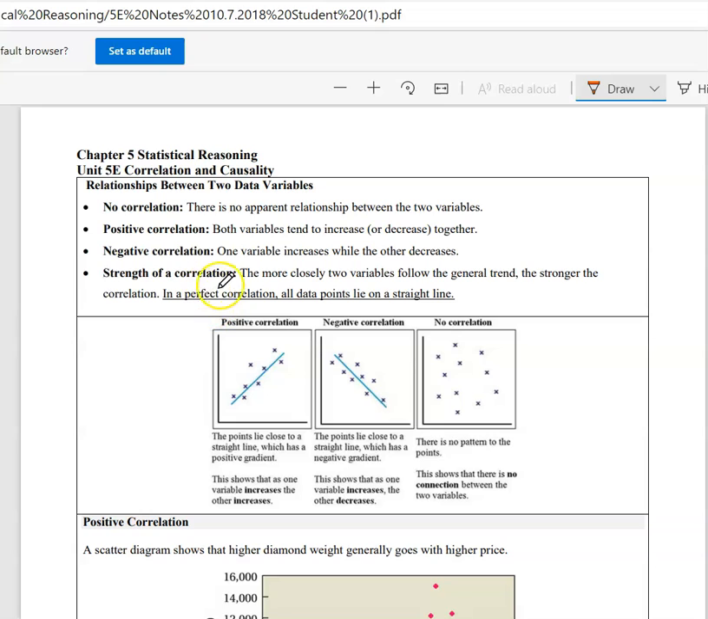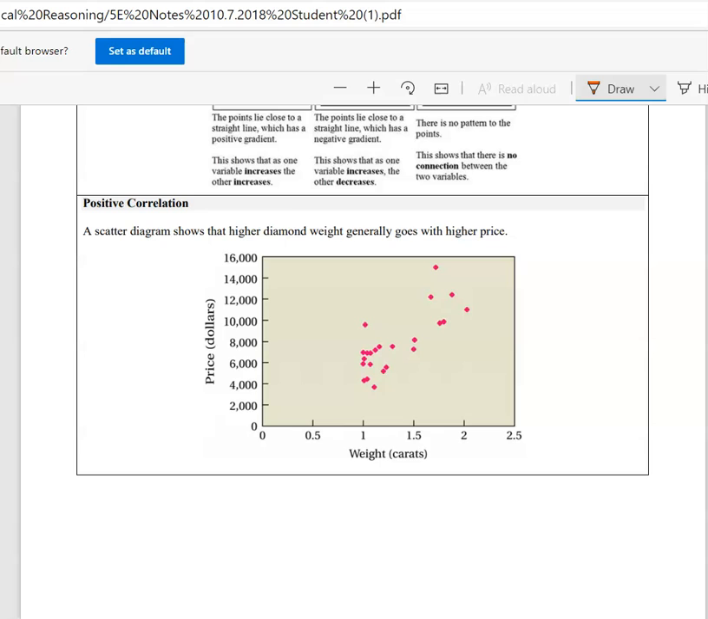Okay, and we can also talk about the strength of the correlation, whether it's weak or strong, and that's really how close the points are to the line. Okay, so this is a positive correlation.